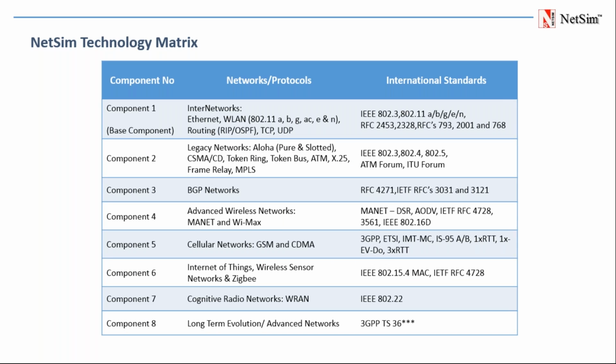Now NetSim is divided into some modules or components where standard users can make a selective choice while using NetSim. So this is a list of the components and the corresponding IEEE and IETF standards referred to during implementation. For illustration, component 1 consists of protocols implemented in WAN, LAN and wireless LAN, like Ethernet and IEEE 802.11 a, b, g, n, ac. Component 1 is the base component, that is, all other components require component 1 to run.